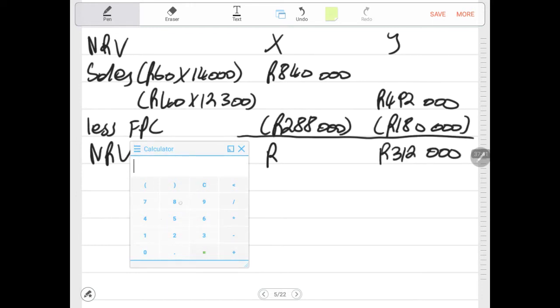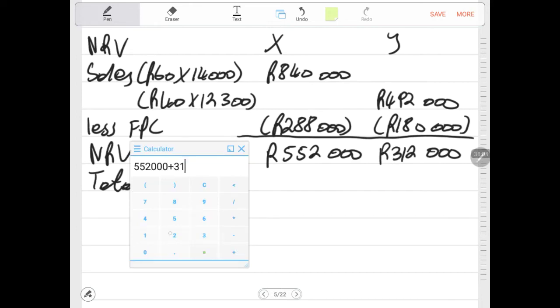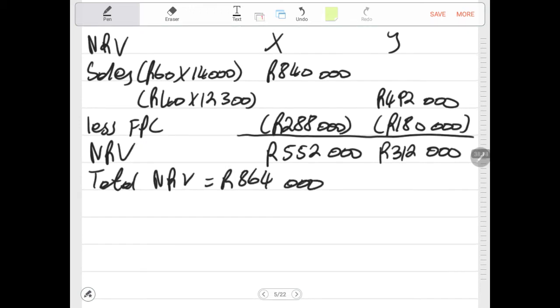And for product Y, it is 840,000 minus 288,000. We get 552,000. So now this is our net realizable value. Then we calculate our total NRV, our total net realizable value amount, which is equal to the sum of the two, 552,000 plus 312,000. It gives us 864,000. Therefore, now we can allocate joint cost.